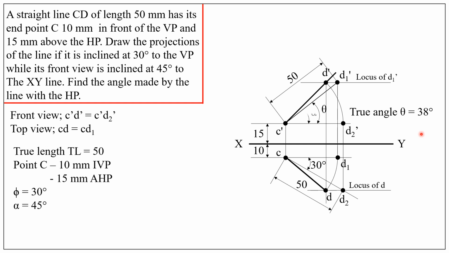Also, alpha is given directly as 45. Phi is given as 30. And what is the apparent angle of inclination of the top view? Beta is equal to 40, which you will get on measurement.